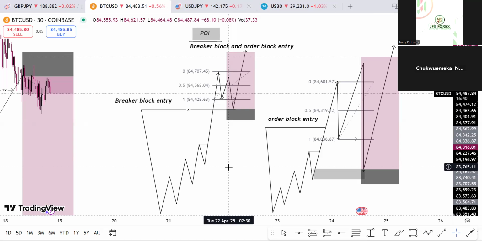You understand? Look at where, if your inducement mitigates your major break of structure, then you'll be going for the other block entry. But if it doesn't, you'll be going for your breaker block. So you send me the before and the after. Once you are done analyzing the three pairs, you send it to me directly. I will save it, watch, and you send me the results after.